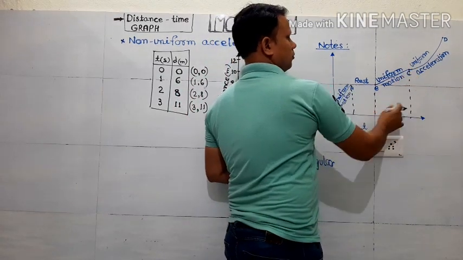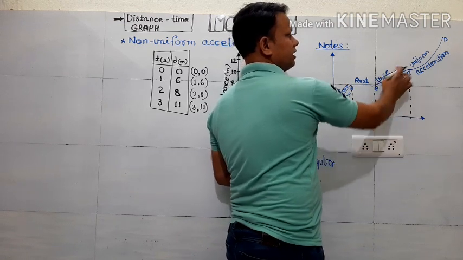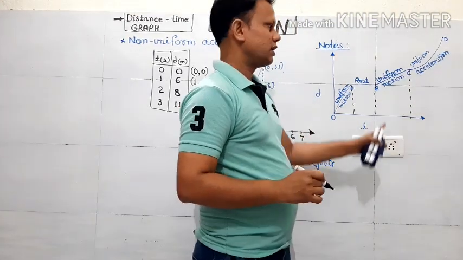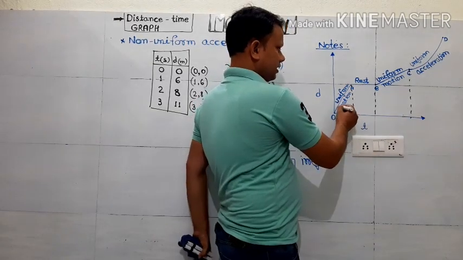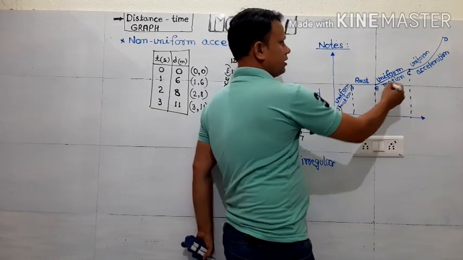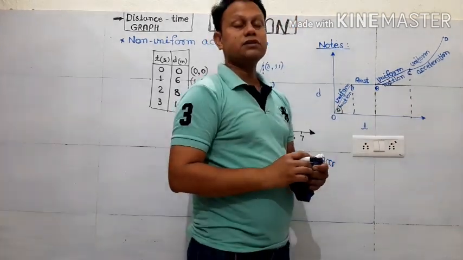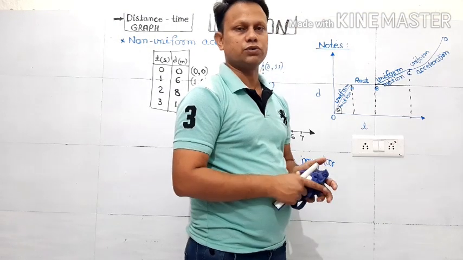Then in this time interval, B to C, again the line has become a straight line. That means again it is a situation of uniform motion. But you can observe here that the angle formed here and the angle formed earlier are not the same. That means they are moving with different values of speed or velocity, you can take.